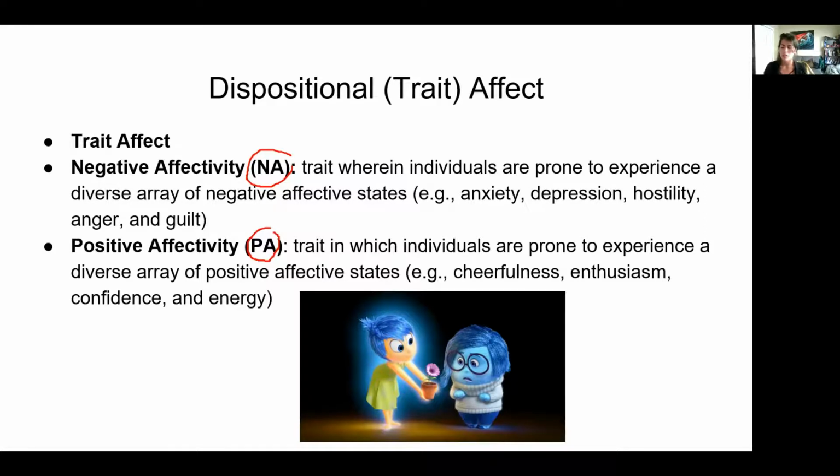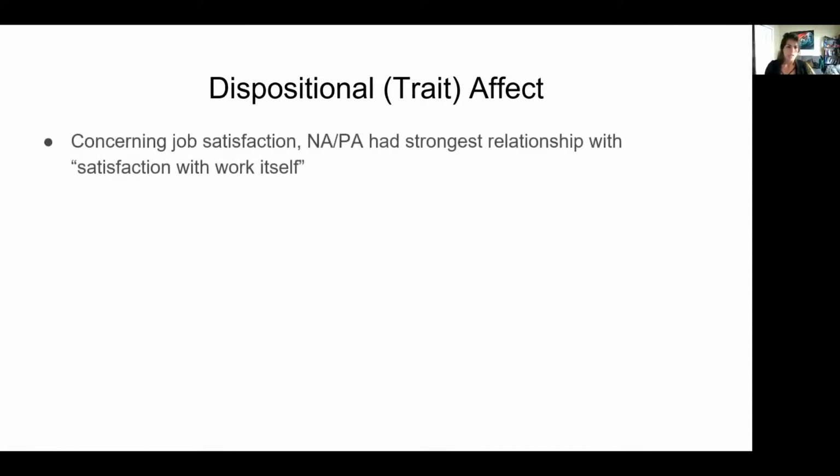So you'll actually see, if you're looking for a measure of this, it's called PANAS, positive affect, negative affect scale. So concerning job satisfaction, these affective states have a strong relationship with satisfaction with the work itself. So just a more broad satisfaction with the type of work you're doing. People who have high positive affect will say they're more satisfied. People with high negative affect, on the other hand, will say they are less satisfied.